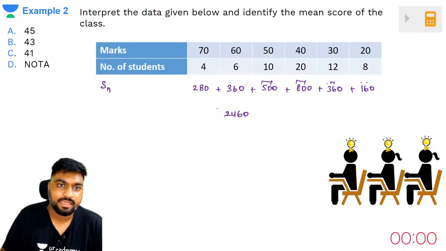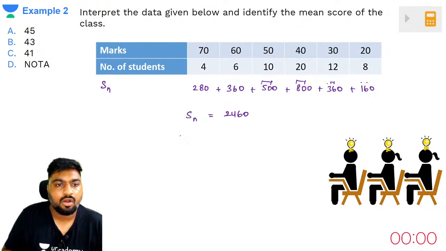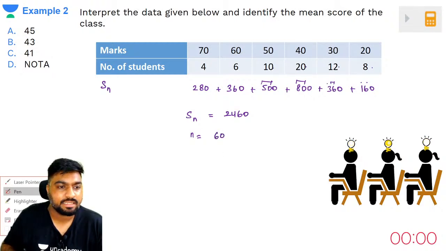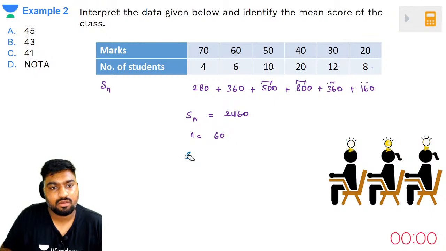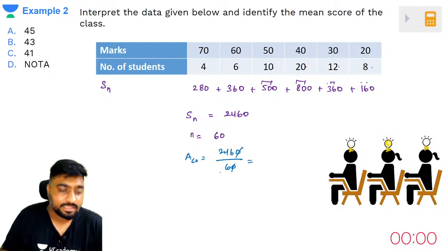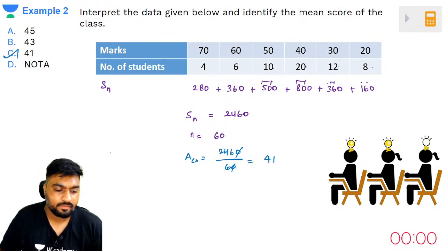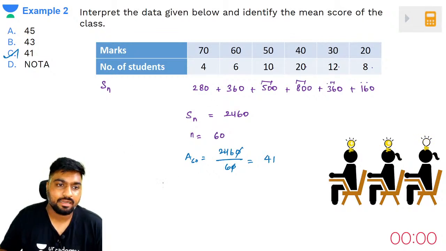Yes, correct Aniruddha. Wait, we will do that also. So this is the sum of all scores. Number of people are how many? 10, 30, 42, 50, 60 people. So what will be the average then? Average of all these 60 people is going to be what? 2460 by 60, which is 246 by 6. That's going to be how much? 41. Yes. Done. Standard method.